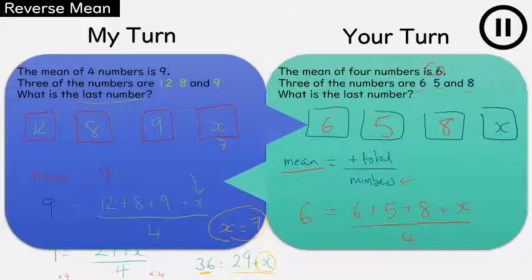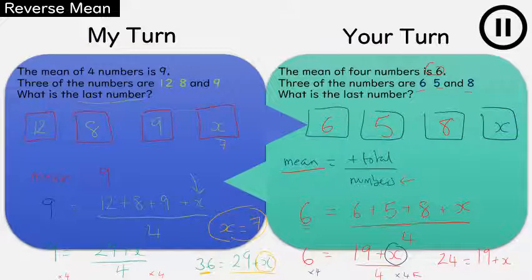Let's simplify this a little bit. I can't do anything to this left-hand side. I'm just going to leave it as 6. 6 add 5 add 8 is 19. 19 plus x divided by 4. Okay, we don't want this divided by 4. I want to find out what x is, so I want to get that on its own. So the first step I'm going to do is times by 4. 6 times 4 is 24. We times this right side by 4, so we're just left with the top part of the fraction.